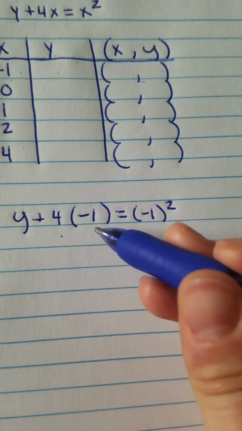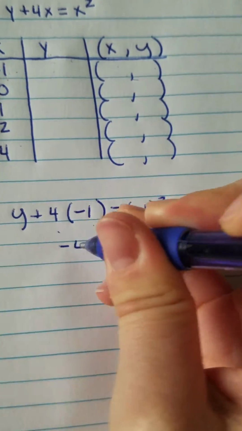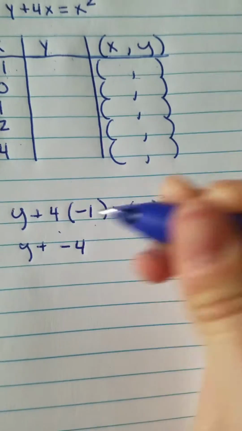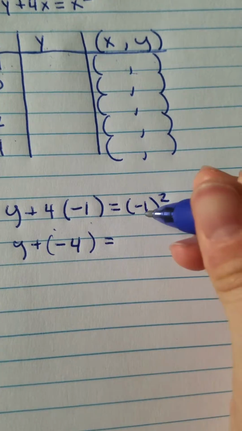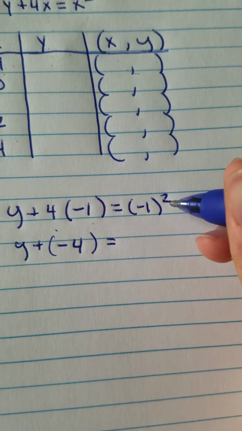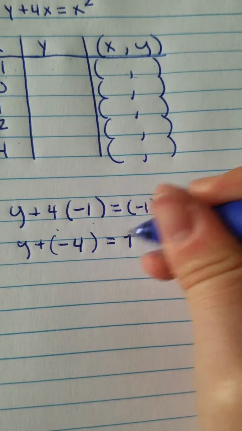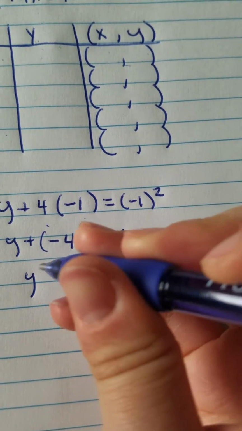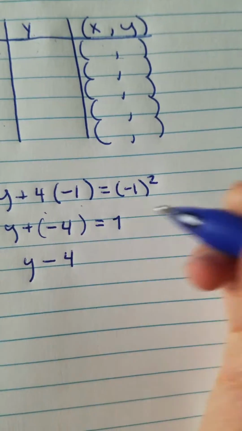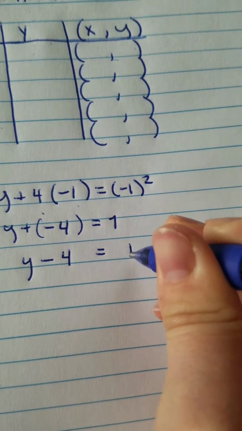What is 4 times -1? -4. Don't forget about that y. So that's -4. And then what is -1 times -1? That is +1. So in other words, we can rewrite this as y minus 4 equals 1.